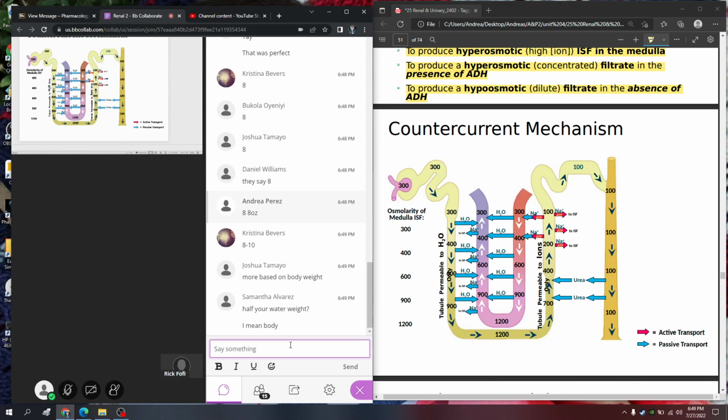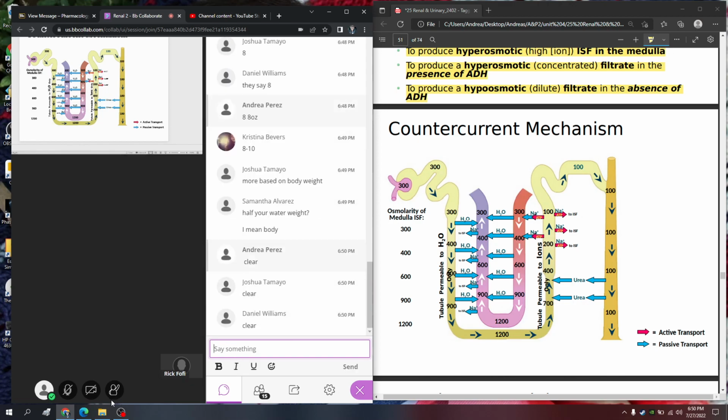So if you're well hydrated, you go through this entire countercurrent mechanism, and your urine is very dilute. It's only 100 milliosmoles. And how do you know if you're well hydrated when you pee? Somebody answer that question. Let's pick somebody.